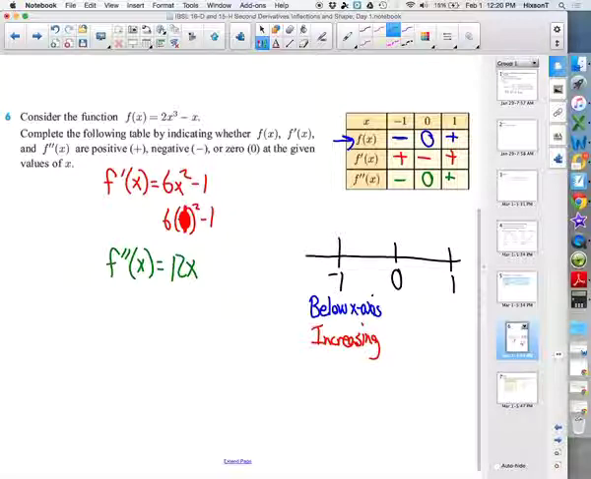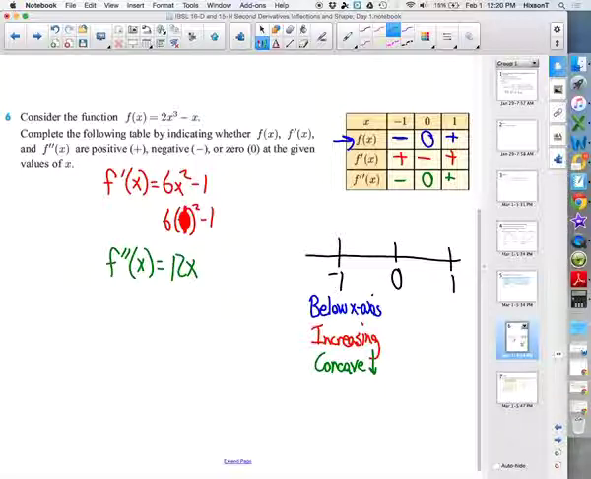What? No. Concave up or down? Oh. Concave down. Okay? Concave down. Oh, okay. Alright?